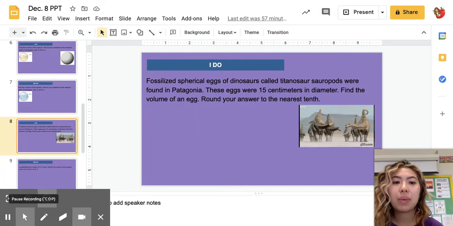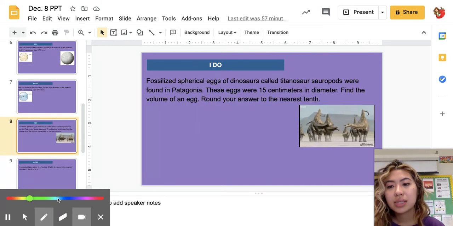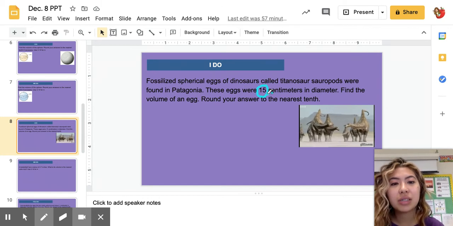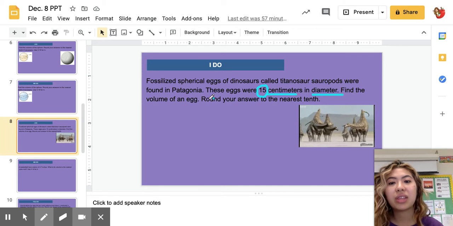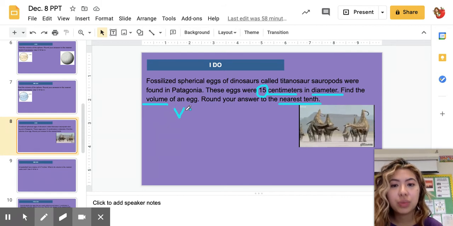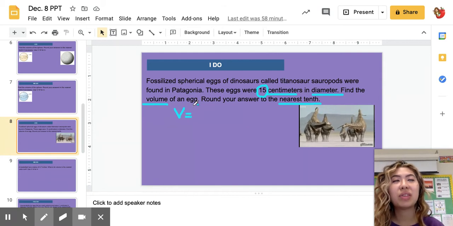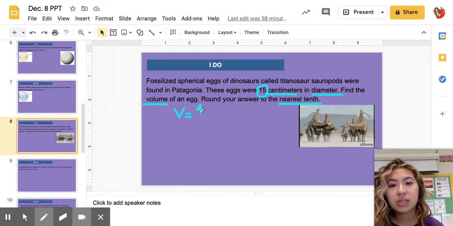My next algebra problem is a word problem. So it says fossilized spherical eggs of dinosaurs called titanosaur sauropods were found in Patagonia. These eggs were 15 centimeters in diameter, and we have to find the volume of an egg, and round our answer to the nearest tenth. So our first step in solving volume problems is to write out the volume formula for the shape. Since we're finding the volume of a sphere, our equation is 4/3 times pi times radius cubed.